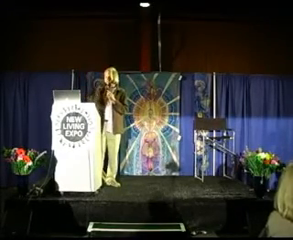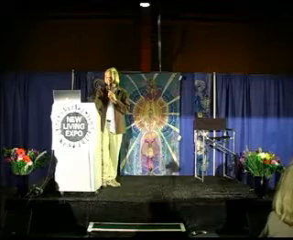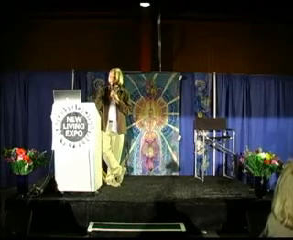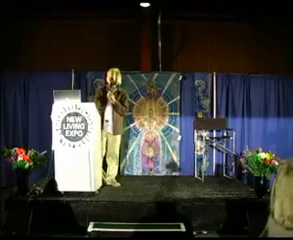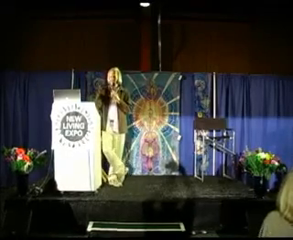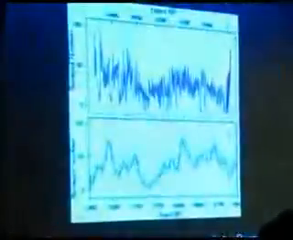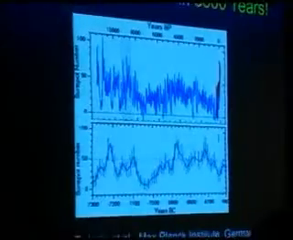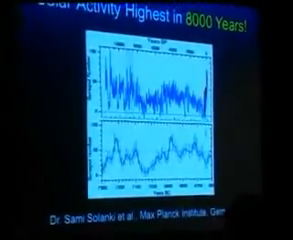Well, here's the proof. We know the galaxy's pushing us into this vortex phenomenon. This is the smoking gun of 2012 scholarship. We're going to go through a lot of slides fast here. Solar activity has increased. It's the highest it's been in 8,000 years now. Whoop! How do you like that? 8,000 years, it's at a higher point than it's ever been, which has been predicted by ice core samples.